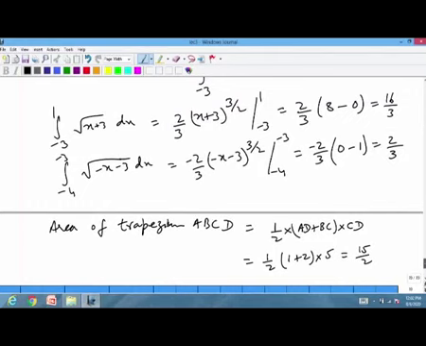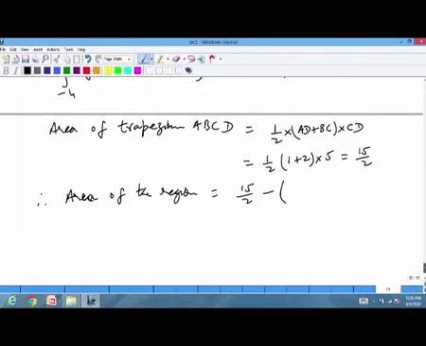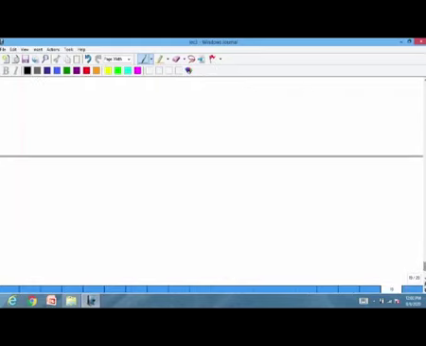So, therefore, area of the region is equal to 15 by 2 minus 16 by 3 plus 2 by 3, that is 15 by 2 minus 18 by 3 is 6, that gives 3 by 2. So, this is the answer. Let me do one more problem.